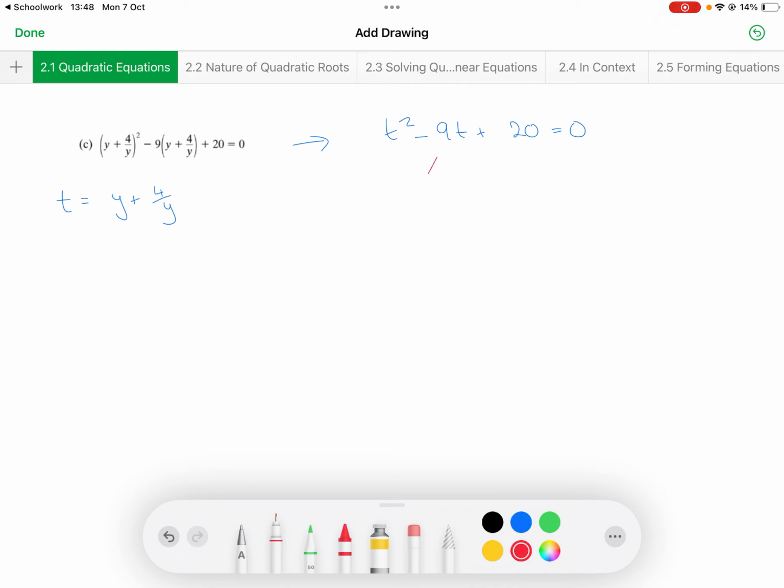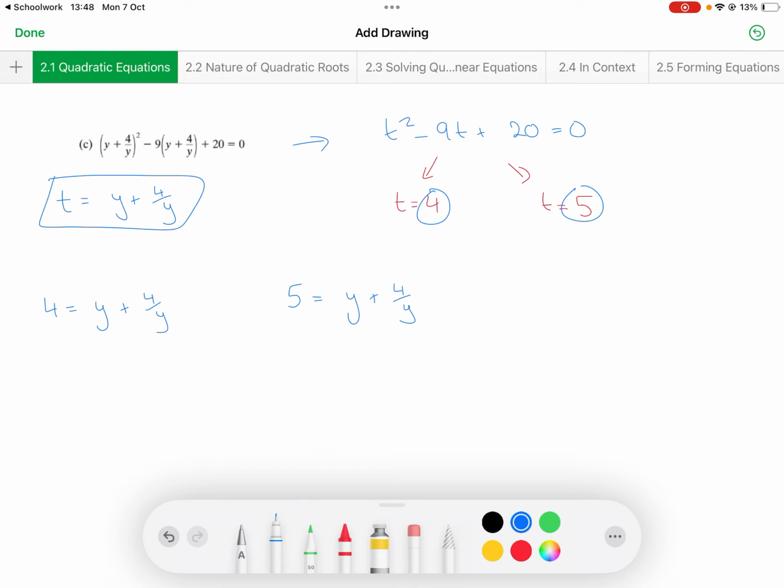Use your minus b formula, and you get that t is equal to 4. And you get that t is equal to 5 if you use your minus b formula. But I know that t was this over here. So I'm going to swap. So instead of t, I'm going to say 4 is equal to y plus 4 over y, or 5 is equal to y plus 4 over y, because they were the two answers we got.